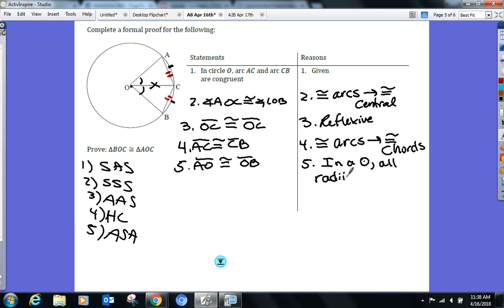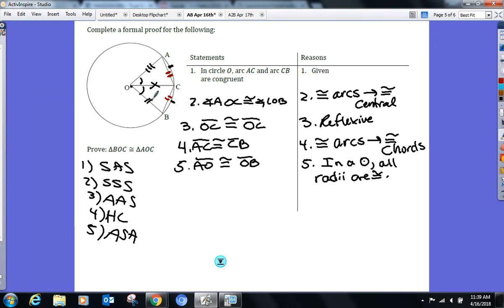In an O? You don't put the dot there. In an O? All radii are. Are all radii congruent? Every single radii? No, only in a single circle.